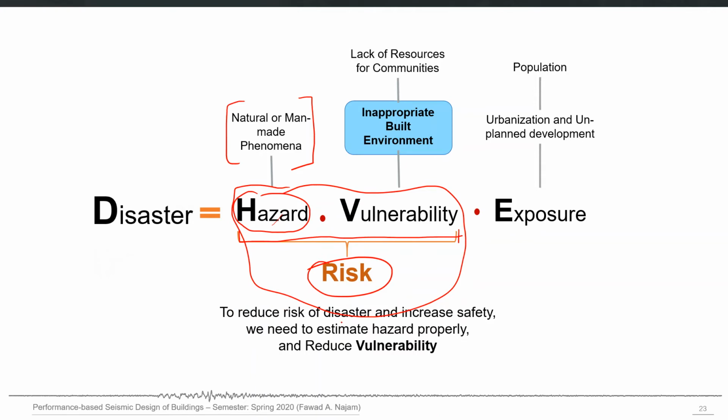So to reduce risk of disaster and increase safety, we need to estimate the hazard properly and reduce vulnerability. Hazard, in this case, is seismic hazard, and it is not controlled by any human activity. It is a natural phenomenon which we have to quantify, we have to estimate. The process of estimation of the seismic hazard at a particular site is the seismic hazard assessment, and this will be our discussion point for a later part of this lecture.